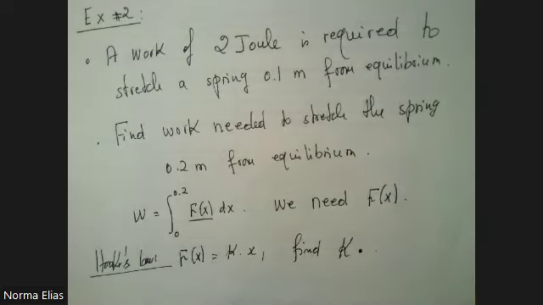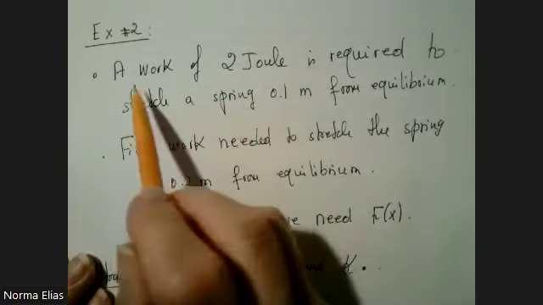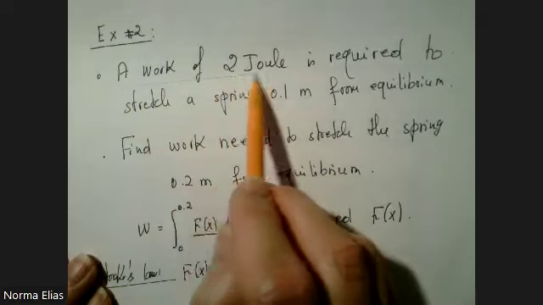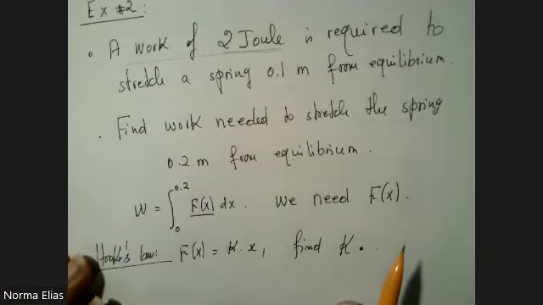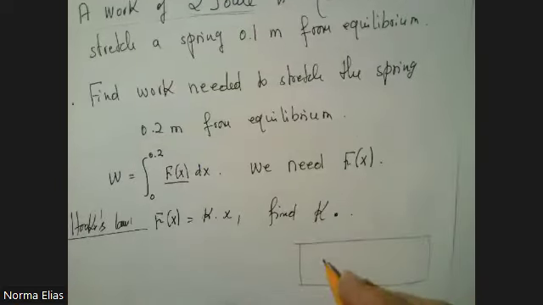To be able to work with what the problem gives me, I'm going to write what Grant wrote, and I want you to criticize it before we move on, because that's a typical mistake. Read what I gave you. A work of 2 joules is required. So is this equation correct? 2 equals k times 0.1.